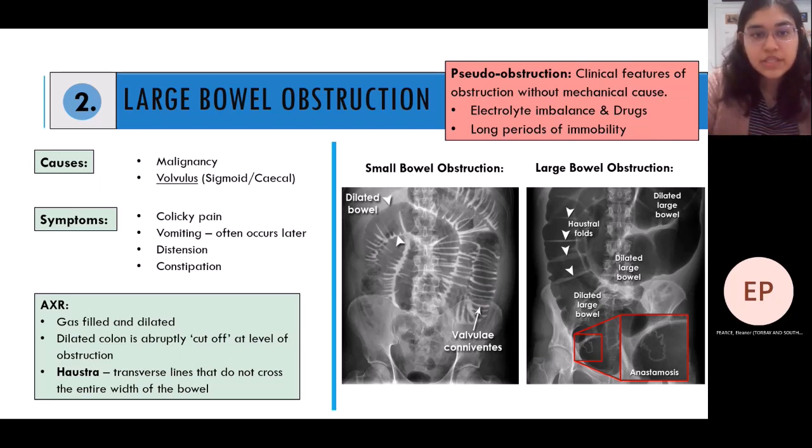So I've just put both of these X-rays in to highlight the differences between the valvulae in small bowel and these haustra in the large bowel. I used to always get this wrong, so I thought I would just include it.